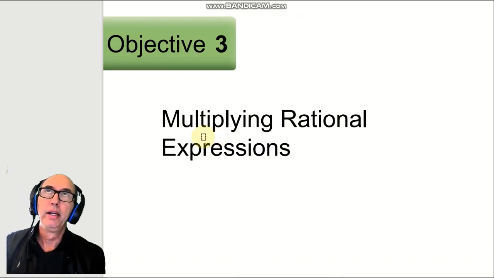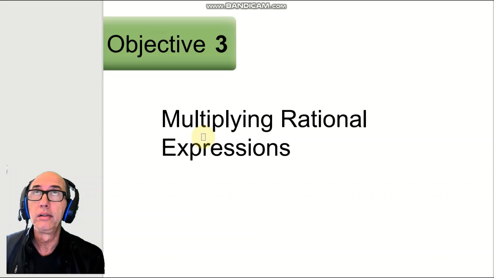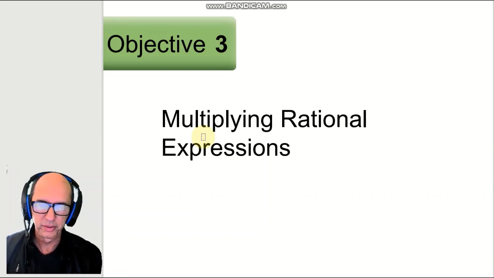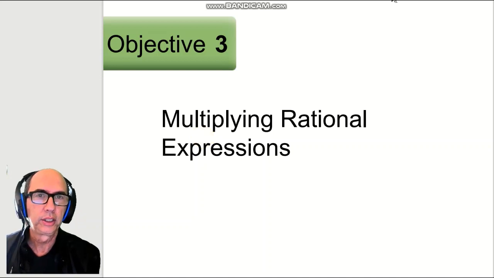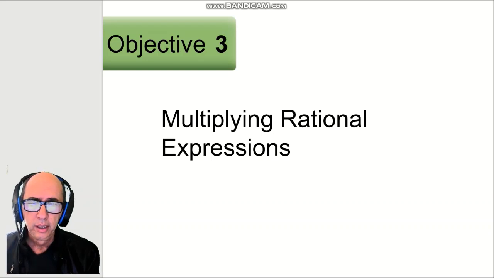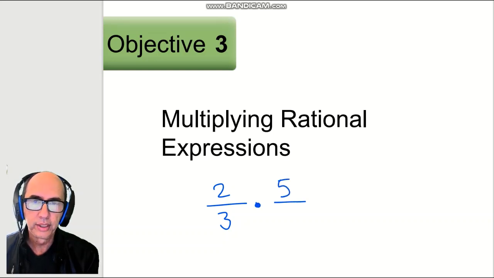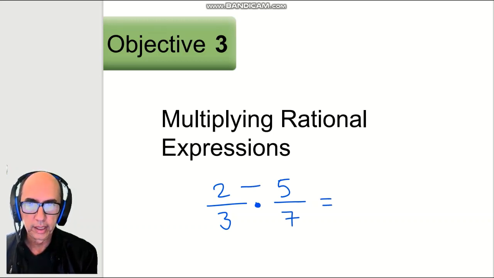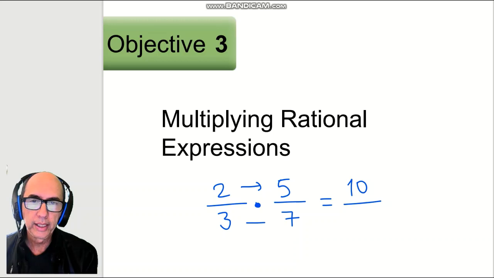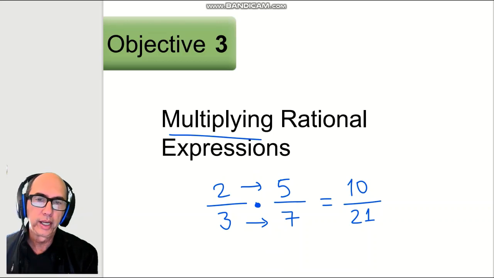Now we can work out multiplication of rational expressions, and you're going to remember how to do this with numbers. It's basically the same thing you do with numbers. If you have the fraction 2 over 3, you want to multiply with the fraction, let's say 5 over 7. You will multiply across. That means multiply the numerators, 2 times 5, 10, and multiply the denominators, 3 times 7, 21. This is how you work multiplication of fractions.